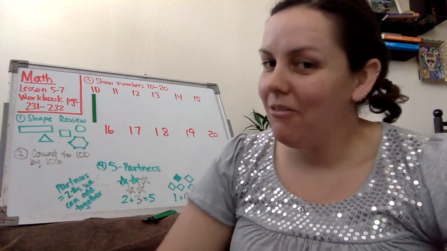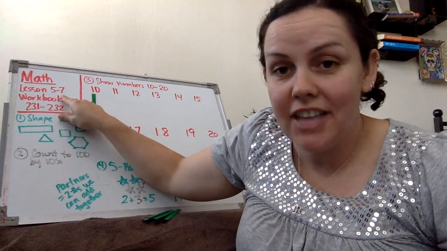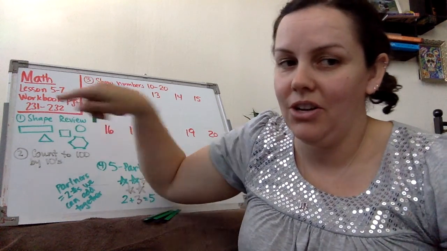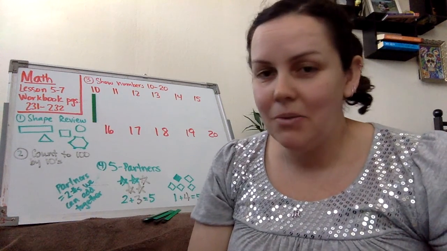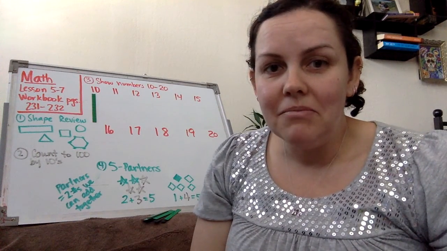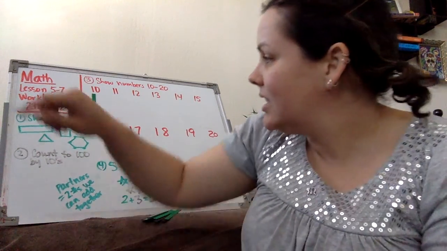I am going to be working today on Math Expressions, Lesson 5-7. We're going to be working on workbook pages 231 to 232. And today I just wanted to start out real quick with a little shape review and see if you remember the names of these shapes.